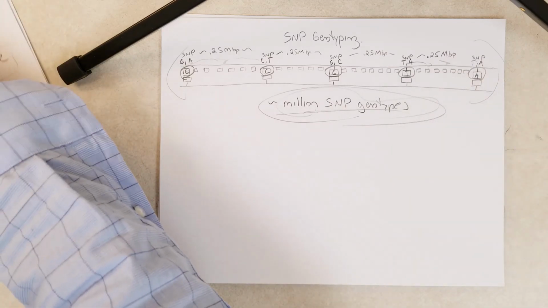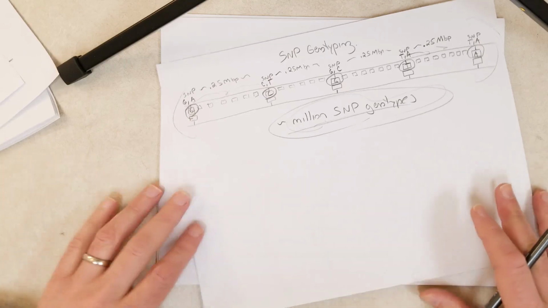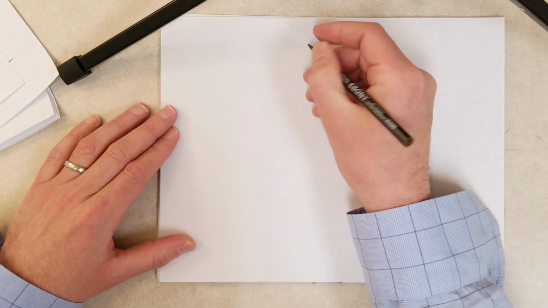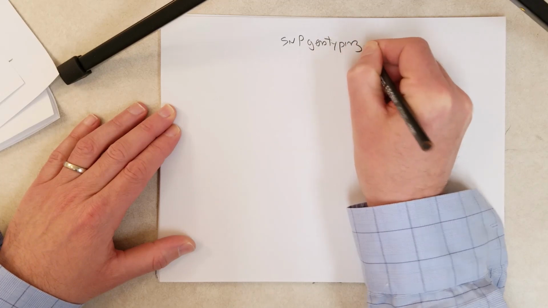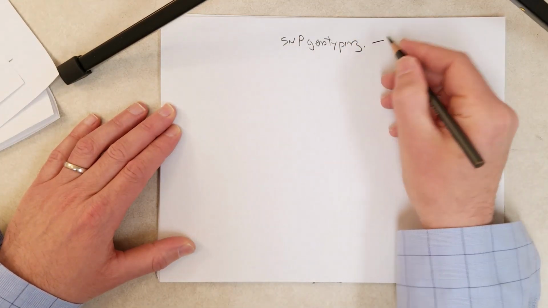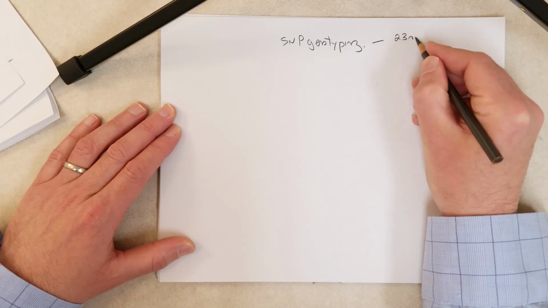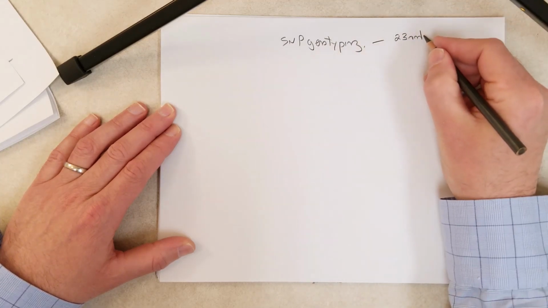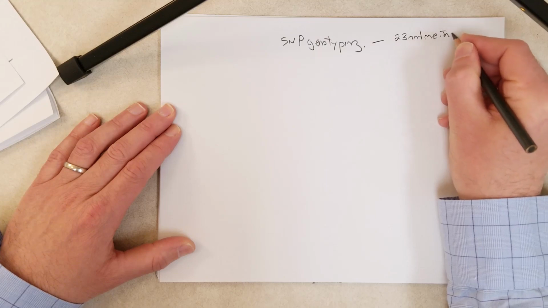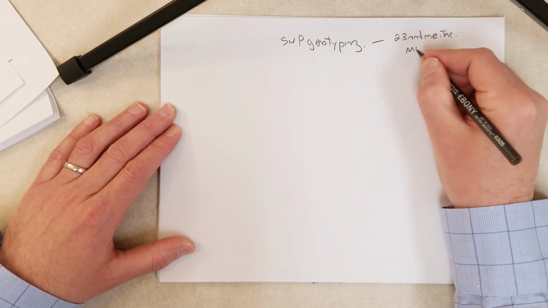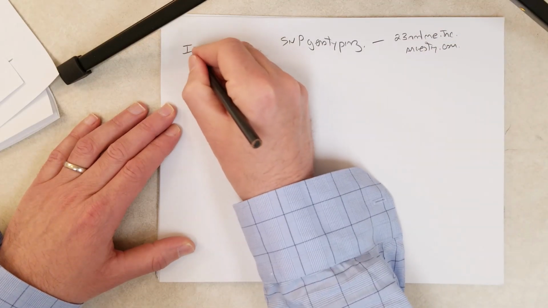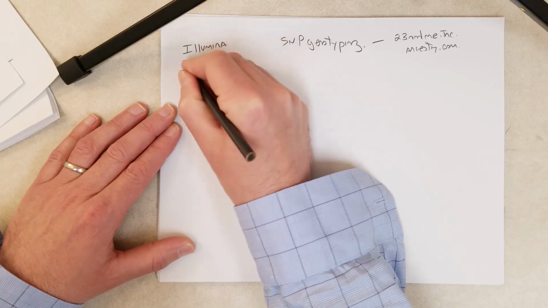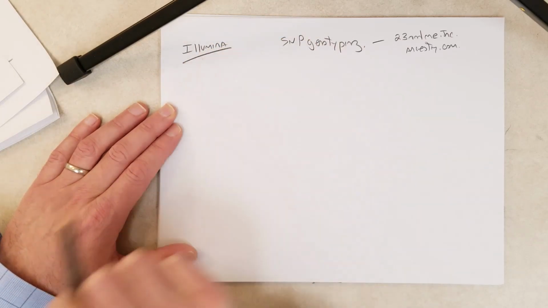So SNP genotyping. Now, a company that performs SNP genotyping services is 23andMe Incorporated. Maybe you heard about them. Ancestry.com, and there are probably some others out there. They don't use their own technology. They tend to use technology from a company called Illumina.